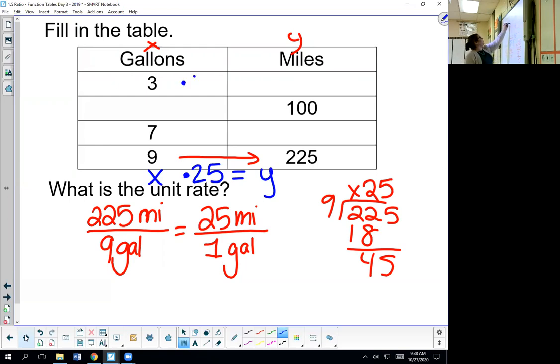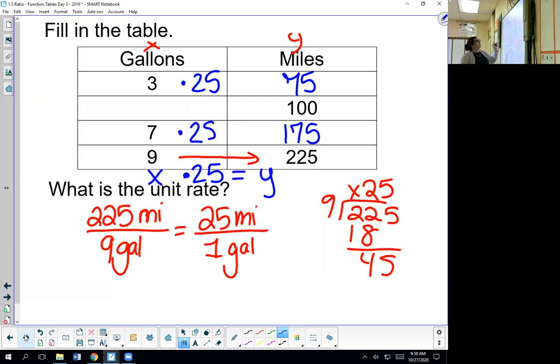So 3/4, 3 quarters, right, is 75. 7/4, let's think about it that way. 4 quarters is $1, so it'd be 100, plus another 3, so I have $1.75. I'm one short of $2, so I have $1.75. Hopefully that makes sense to you. If not, you can do the math on the side there.